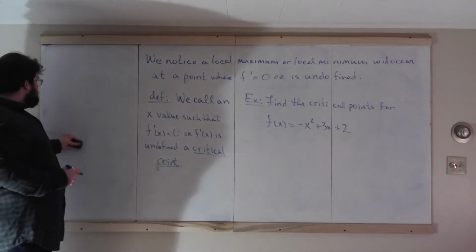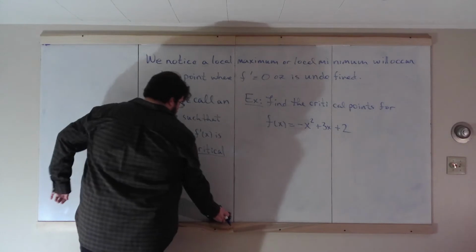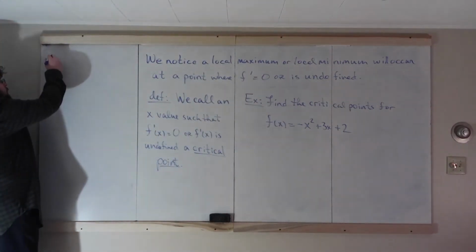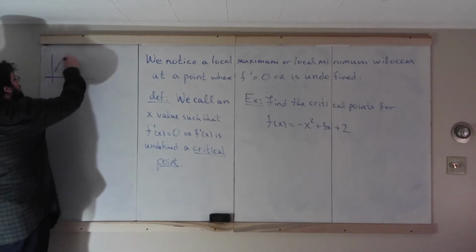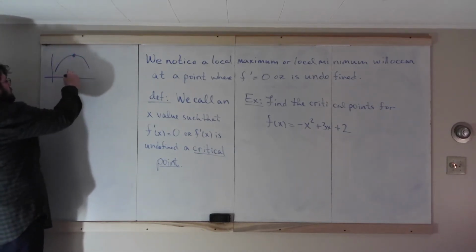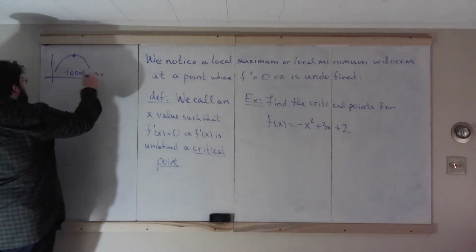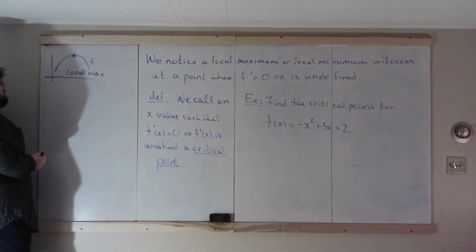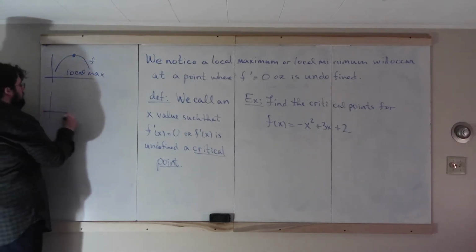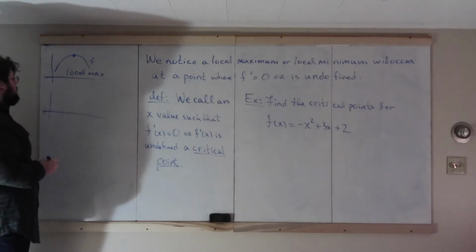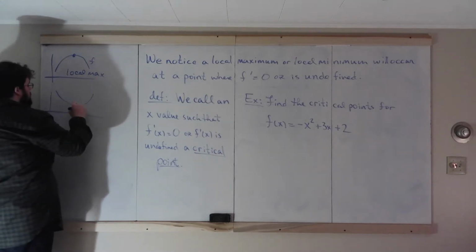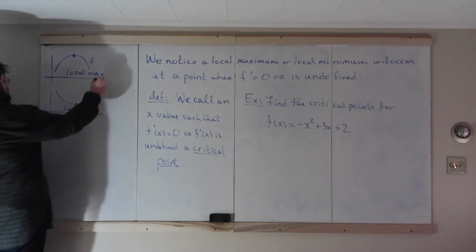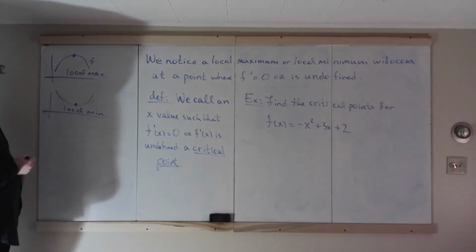Now there are a few different ways a local maximum and local minimum can look. Let's draw a couple. Right there, local max. I'll call that f. So it could look like the top of a mound like that. Right here, local minimum, the bottom of a mound like that.